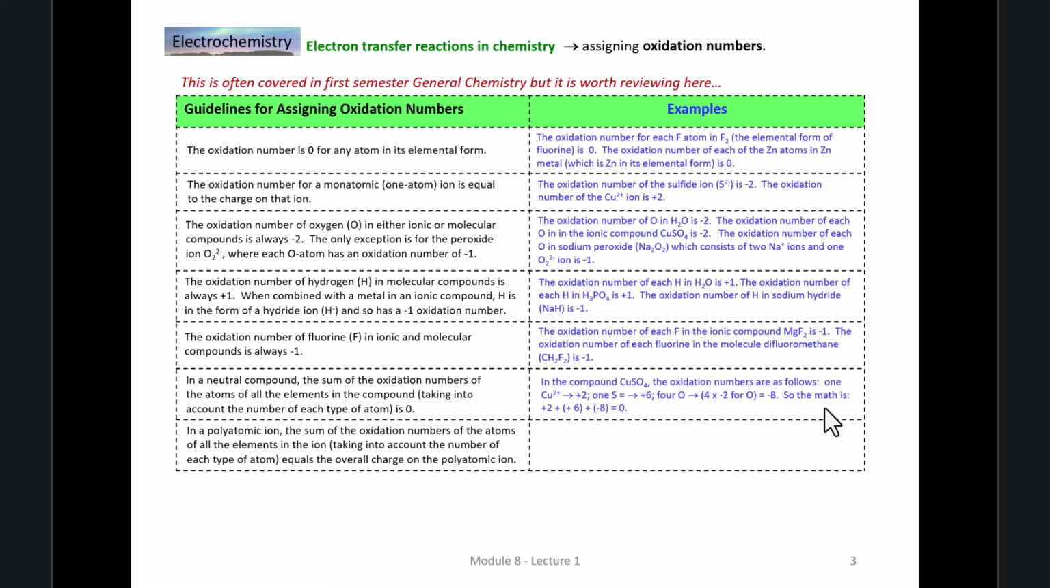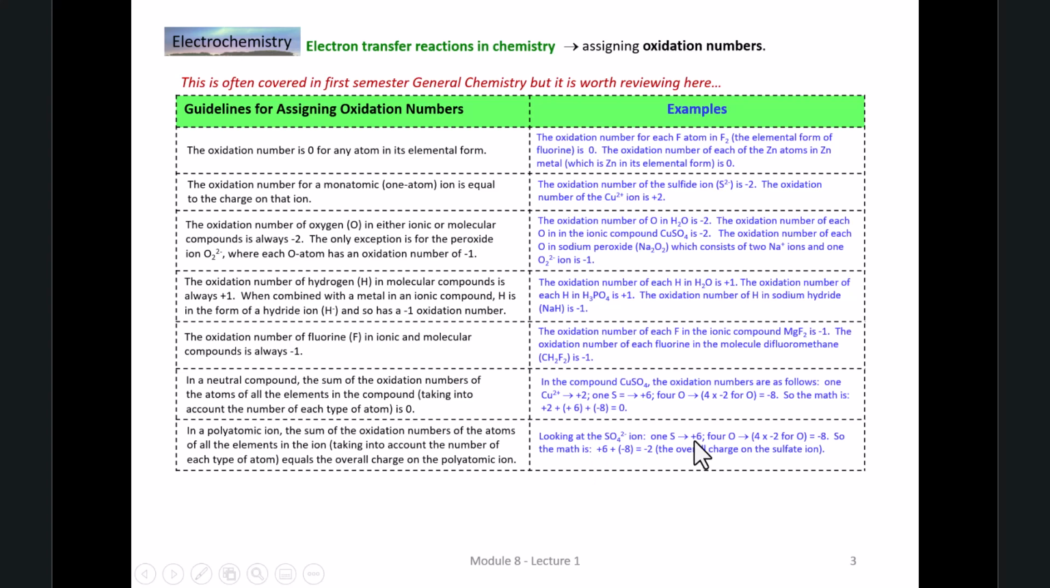In a polyatomic ion, the sum of the oxidation number of the atoms of all the elements in the ion, taking into account the number of each type of atom, equals the overall charge on the polyatomic ion. So let's look at the sulfate ion, which is of course in copper sulfate. We have 4 oxygen atoms, which we know are -2 each, so that's -8. We know that all of the oxidation numbers in this polyatomic ion have to add up to -2, which is the overall charge on the ion. So that leaves only a +6 for the sulfur.